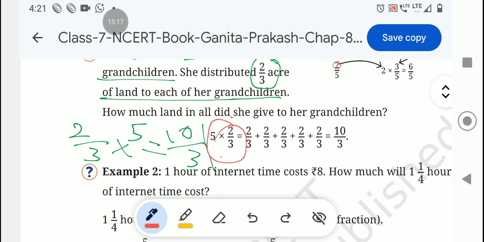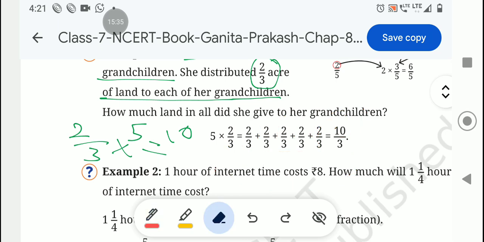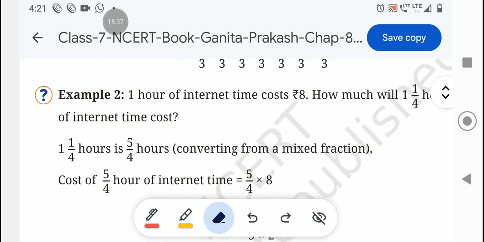See, like this also you can do, as you will get the answer here. Or else 2 by 3 plus 2 by 3 plus 2 by 3 plus 2 by 3 plus 2 by 3. This you have to add 5 times. The answer will be 10 by 3, which is similar to this. Okay. Next example.